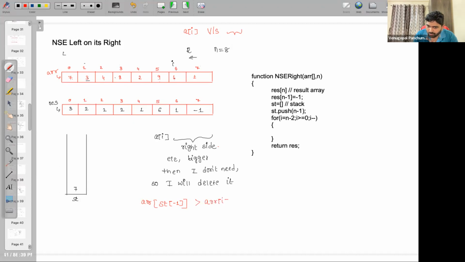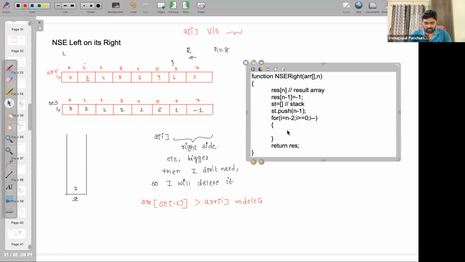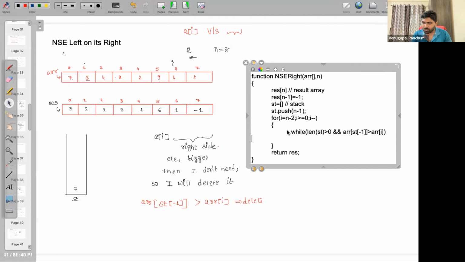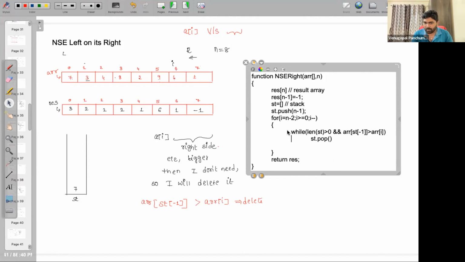So what am I going to do? I'm going to delete it. Simple, so I'll write the same thing there. But before that, I need to check the length of the stack should be bigger than 0, and arr of st of -1 is bigger than array of i, which means that is useless. So I will delete it with st.pop.